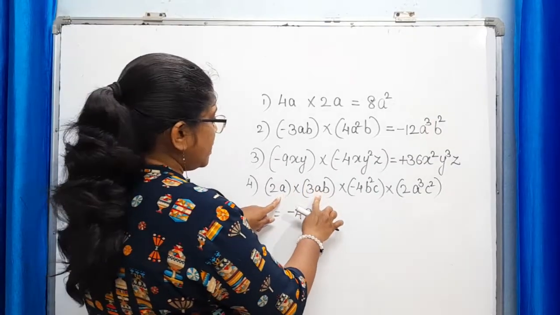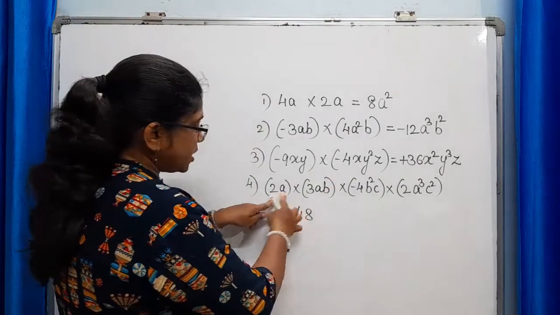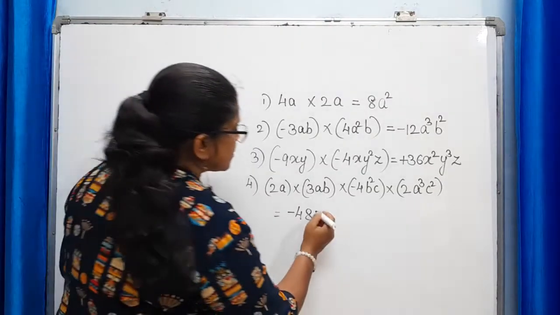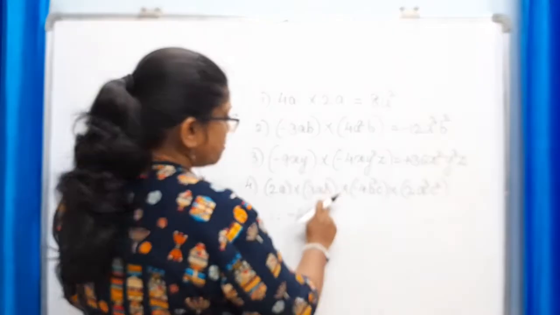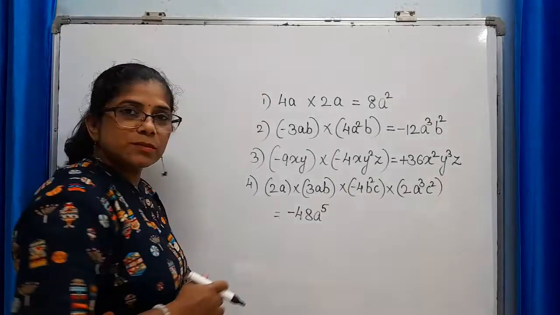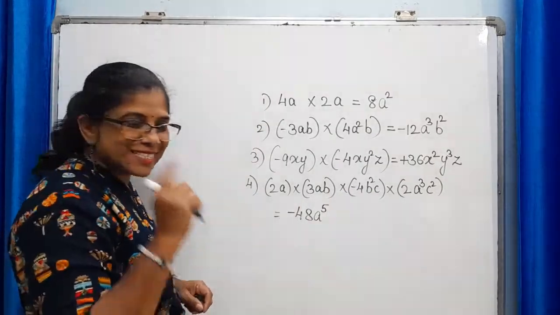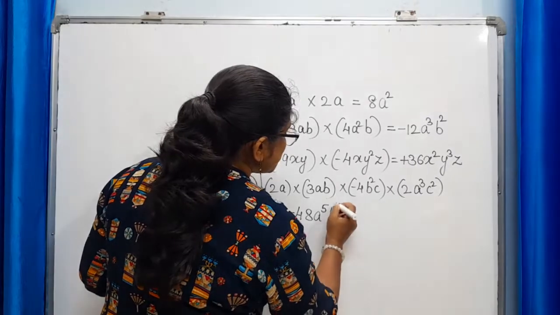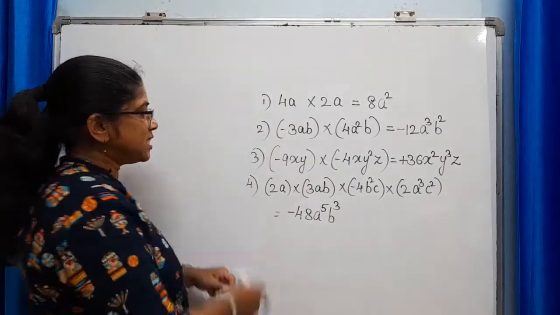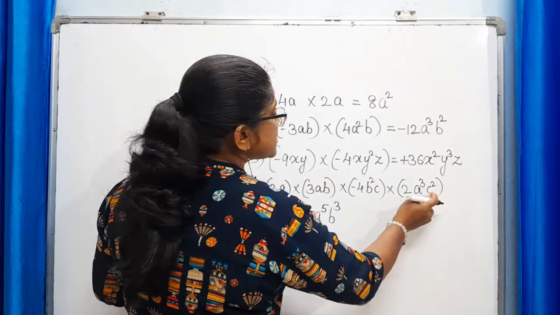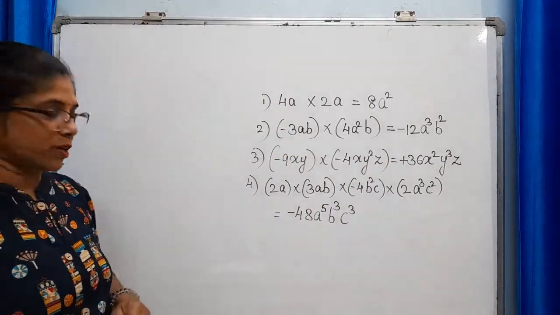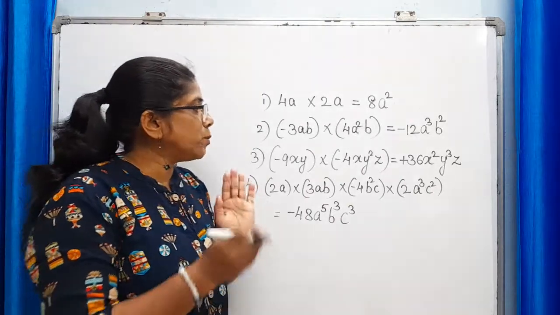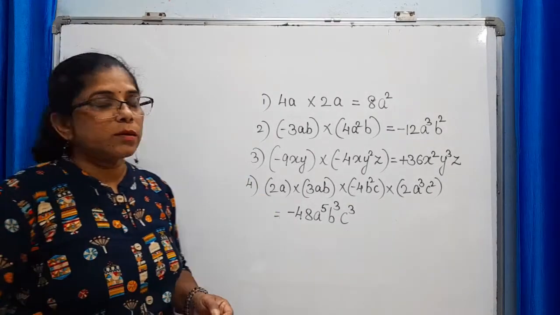A into a cube. One time and 3 times. So altogether we have 5 times A. So A to the power of 5. B into b square. Means how many times we have B here? Yes, it is 3 times. So B to the power of 3. C into C square. C cube. Means C to the power of 3. So this is how we multiply monomial into monomial.